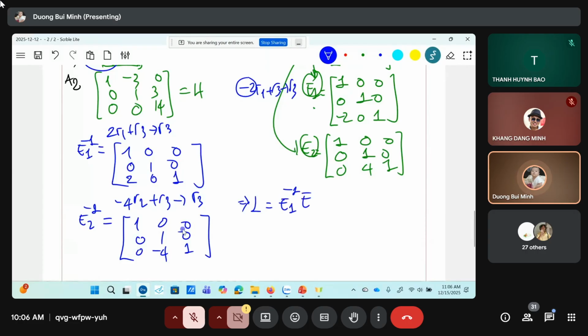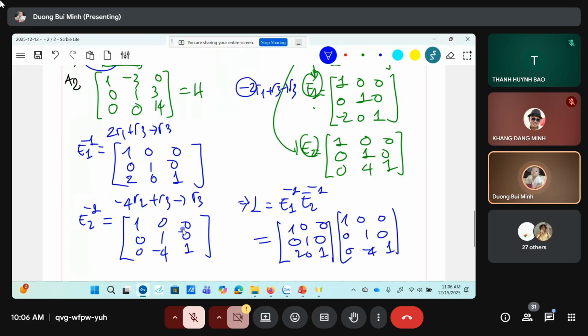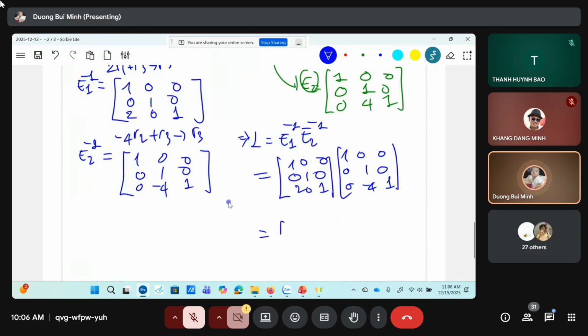L is the inverse of E1 times the inverse of E2. So we can get: 1, 0, 0, 0, 1, 0, 2, 0, 1, and E2 is 1, 0, 0, 0, 1, 0, 0, minus 4, 1. Okay, so you can get the result. This one times this one, you can get 1. This one times this one, you get 0, because this is lower, so you just get 0 here. And this one times this one, you get 1.